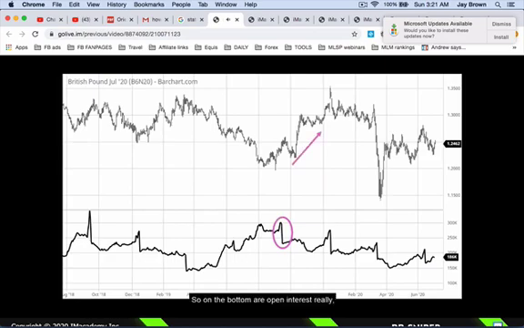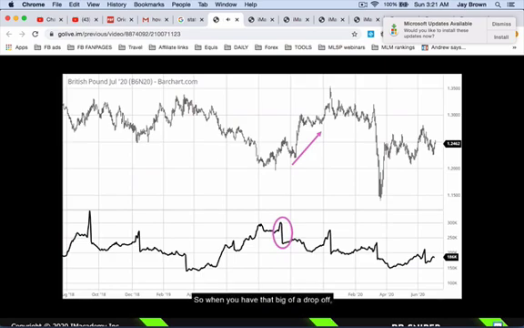So on the bottom, our open interest really took a nosedive from 300K down to like 230, 235, maybe 240, something like that. It's honestly hard to tell, but that's a pretty big decrease in open interest.